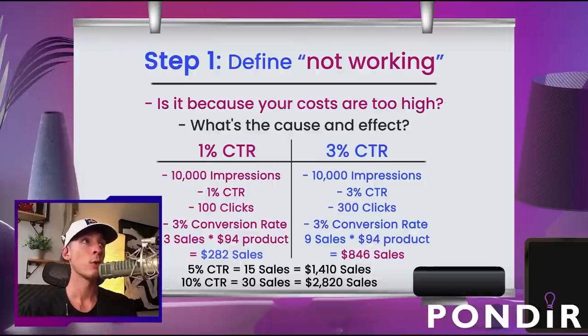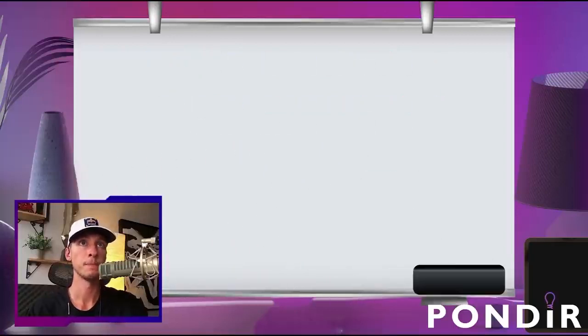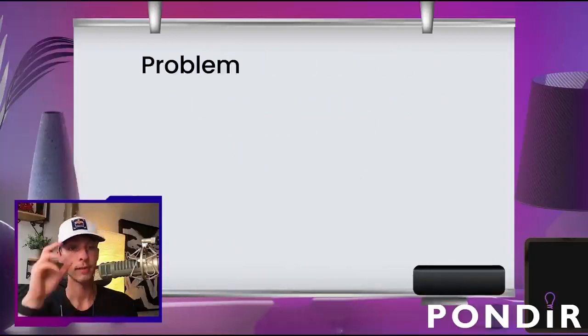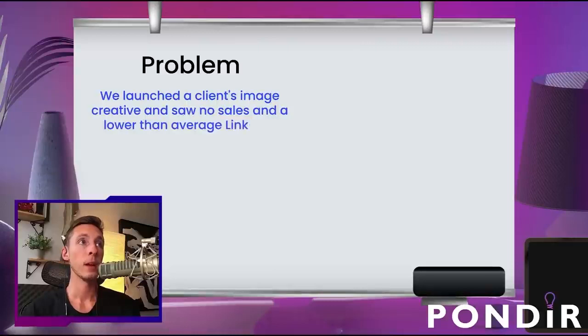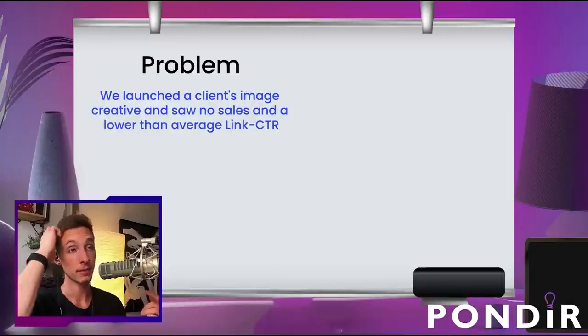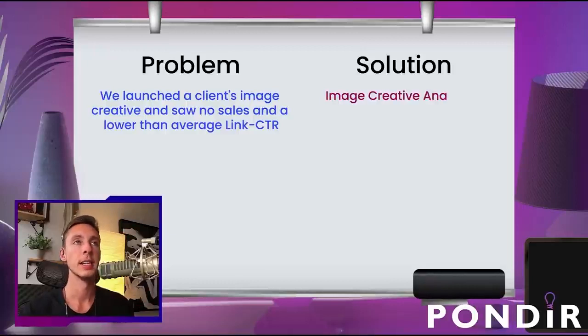So now you're asking yourself, how do I improve my link click-through rate? Let's say that you've got your CPMs down, you've improved your ads, but you need to improve your link click-through rate and get more people over to your website to generate results. So I'm going to take you through a real-life case study that we did here at Ponder. The problem was we had launched a client's image ad and we saw no sales and a lower than average link click-through rate. So as a team here at Ponder, we had to sit down and figure out why the ad isn't working. The solution to that is creative analysis. And this is how to do that.